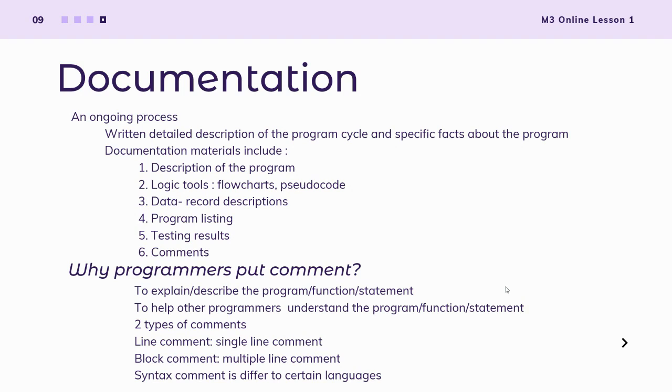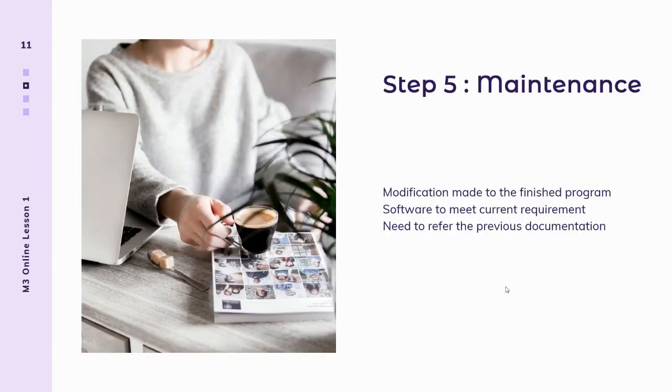Next, the 2 types of comments are the line comment, which is just a single line comment, the block comment or a multiple line comment, and the syntax of a comment. The syntax of a comment differs in certain languages. It depends on the programming language that you use.